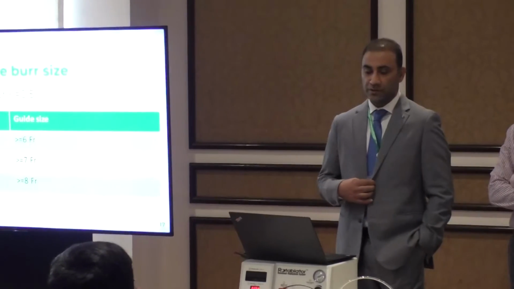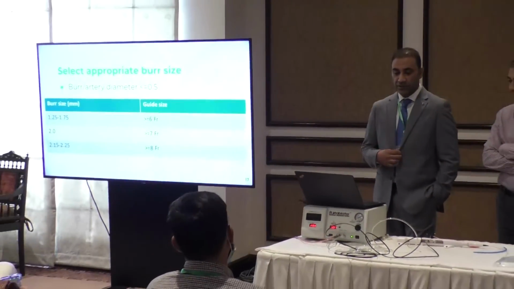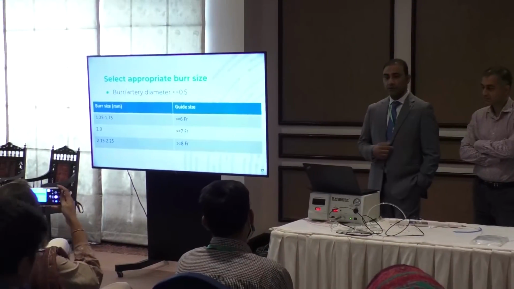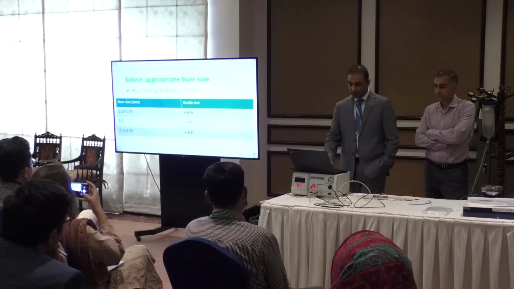The available burr sizes you normally use are 1.25, 1.5, 1.75. For compatibility with the guiding catheter, you should select the guiding catheter accordingly. For the 1.25 and 1.5, you can use a 6 French. For the 1.75, you should ideally take 7 French, and for any size that's bigger than 1.75, you should ideally go for the 8 French guiding catheter.